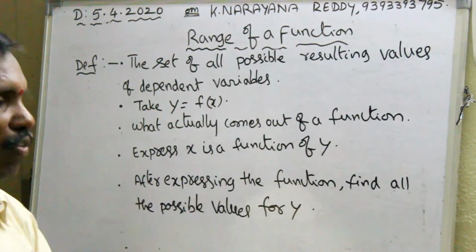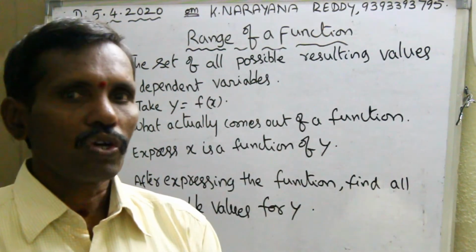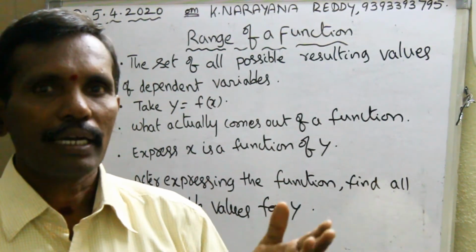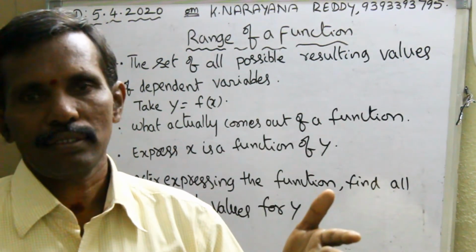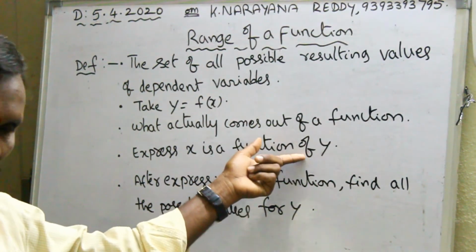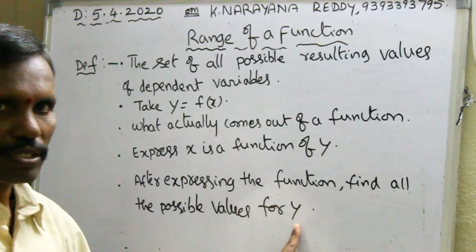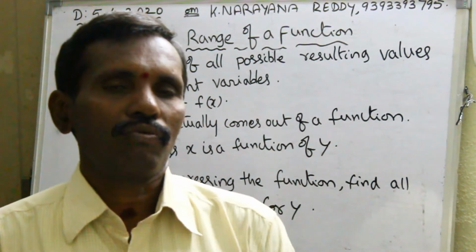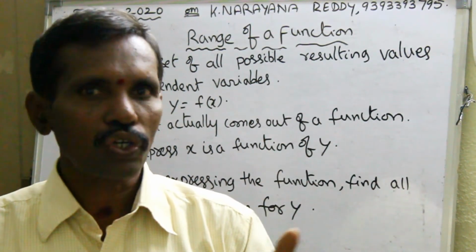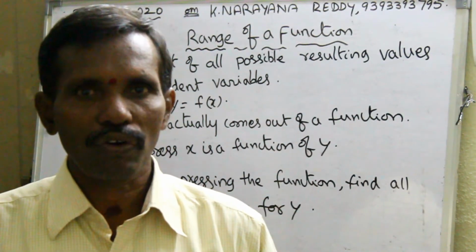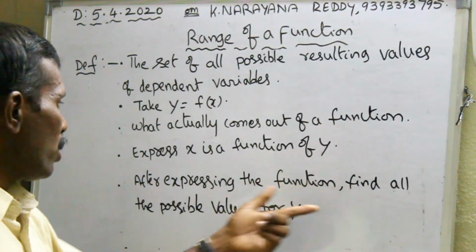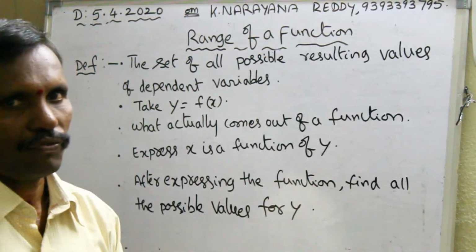What actually comes out of a function? x is a function of y. So x equals, you can determine the values in the form of y. Suppose x equals 2 minus y by 3 plus y, whatever it is. So in the form of y. After expressing the function in the form of y, find all the possible values for y. That's all. For example, x equals y plus 3 by 4 minus y, whatever it is. 4 minus y is not equal to 0, you know that. So y is not equal to 4, that is R minus 4, that is the range. In the same manner, here also, after expressing the function, find all possible values for y. That depends upon the function. Okay?